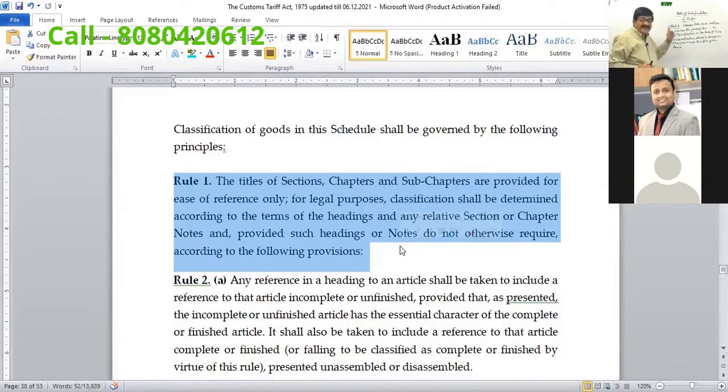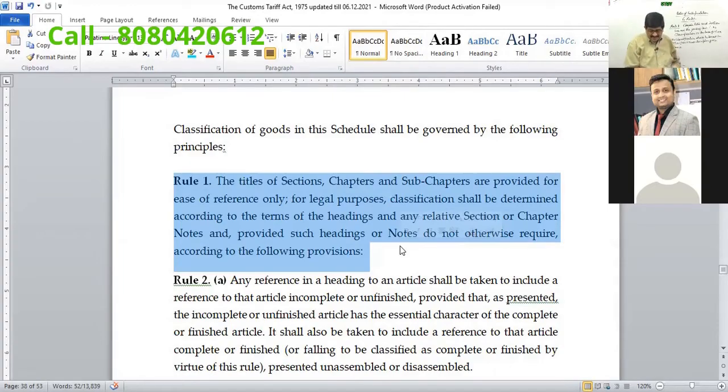So chapter and section title. Which section? The schedule itself is divided into multiple sections. So no classification on the basis of chapter. What was the title of the chapter? Chapter 72, iron and steel. So everything which is manufactured with iron or steel will not come under chapter number 72, because you've already seen the next chapter heading also, 73.